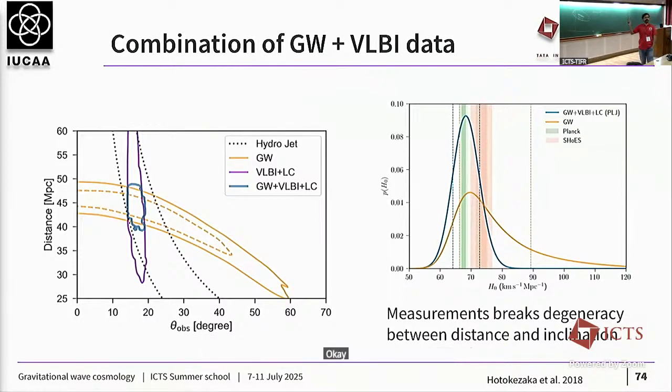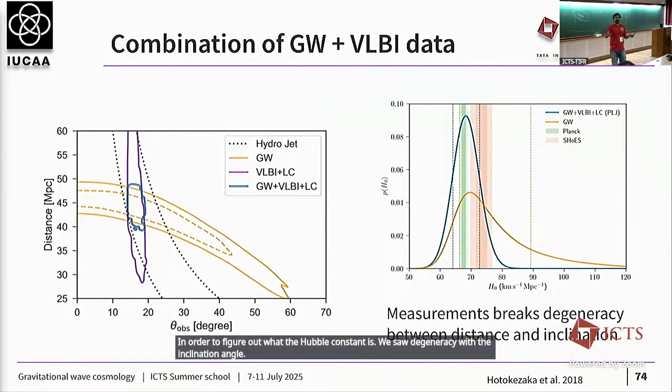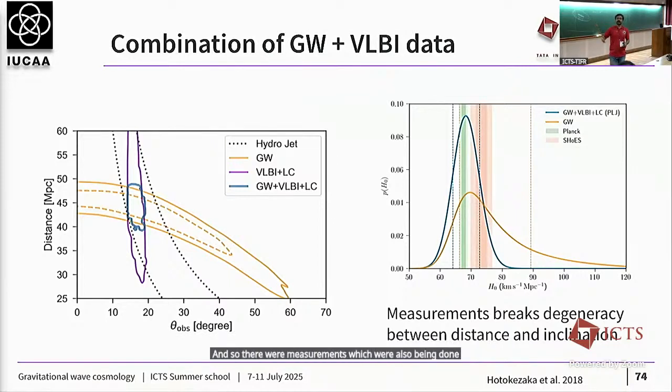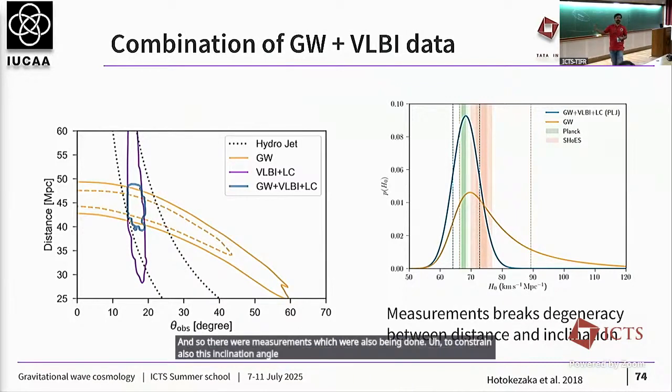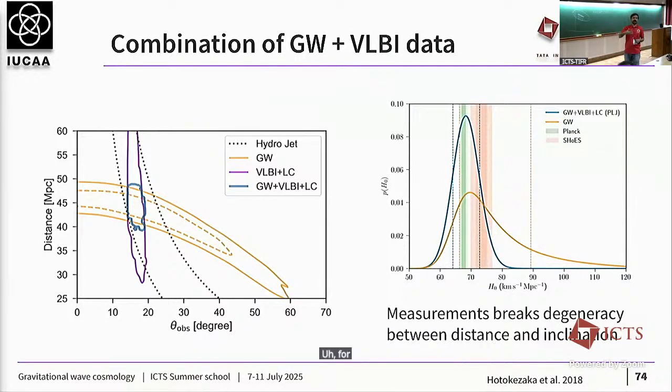Okay, is everyone with me until here? So we had the GW170817 event, found its electromagnetic counterpart, and carried out a Bayesian analysis in order to figure out what the Hubble constant is. We saw a degeneracy with the inclination angle. And so measurements were also being done to constrain this inclination angle separately, using VLBI plus the light curve data that was present for the electromagnetic counterpart. And that allows us to get to a Hubble constant which looks somewhere here.